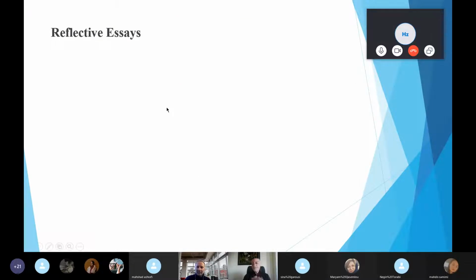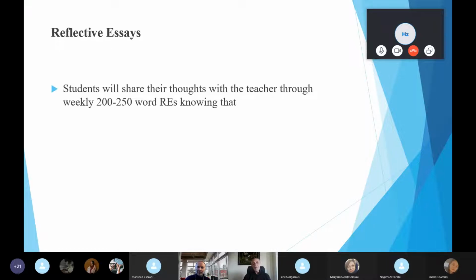Reflective essays. I don't know if you guys get reflections from your students, but one of the basic tasks I assign to my students is weekly reflection tasks. Students will share their thoughts with the teacher through weekly 200-word REs, reflective essays. Now, this is very important. In English classes, I used it as a wonderful task to improve their writing, because when they are writing reflections, they are in fact writing automatically, and then their real language appears, and when you give them feedback, the next time they improve their writing.